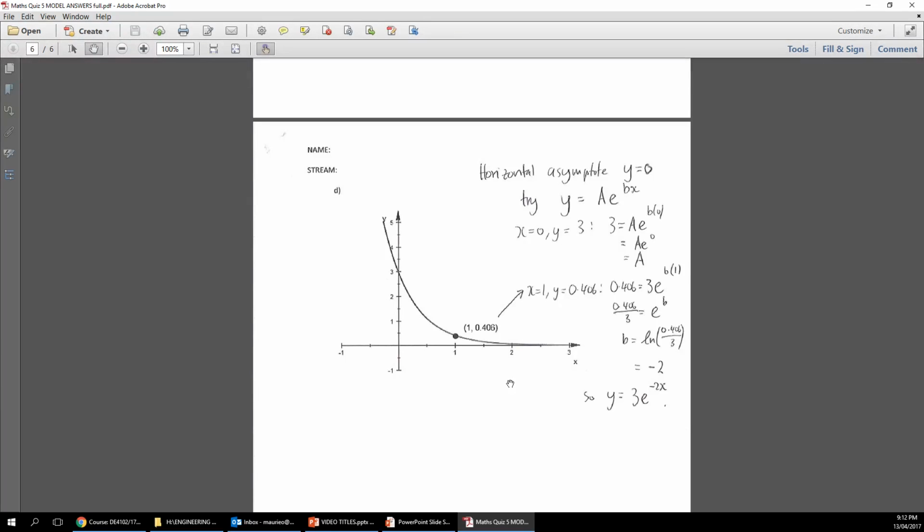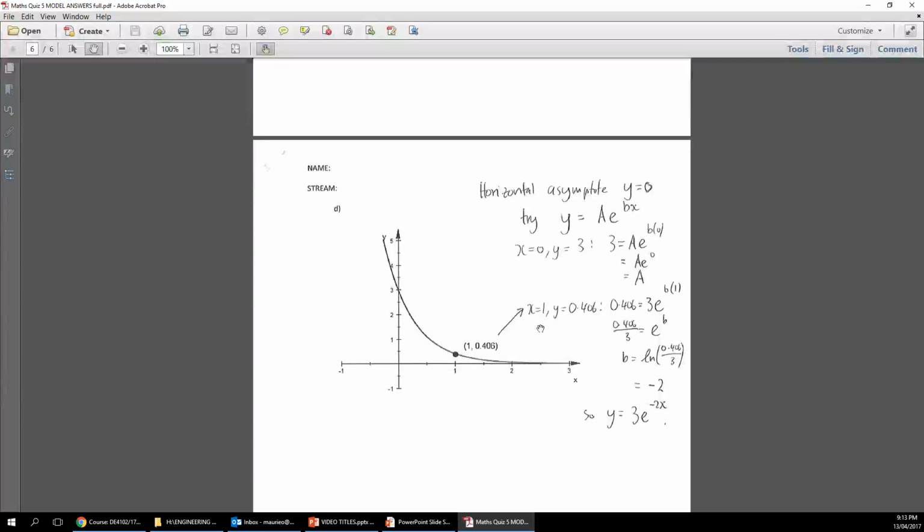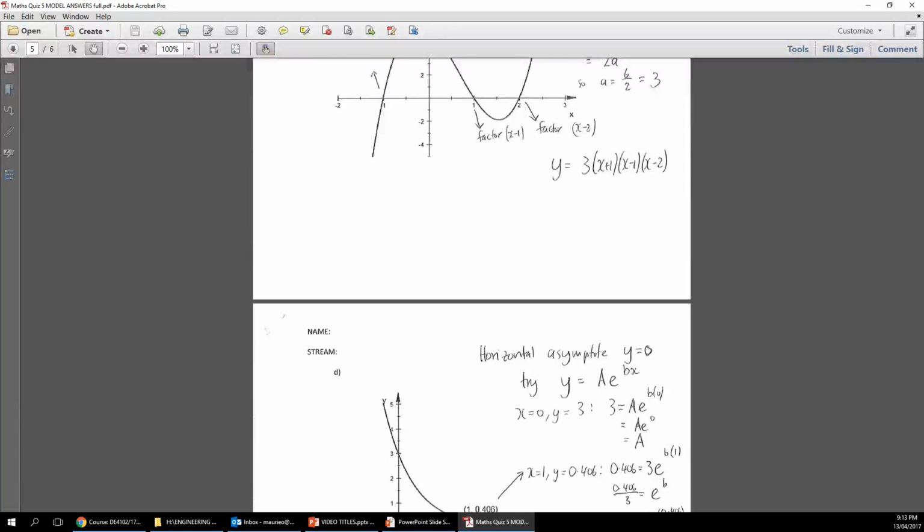So 0.406 equals 3e to the bx. Okay, and x is 1, so we get 0.406 over 3 equals e to the b. Take the log of both sides, and we get b equals ln of 0.406 over 3, which is negative 2. So then we're able to put everything together, and we get y equals 3e to the negative 2x. And that brings us to the end of the model answers.